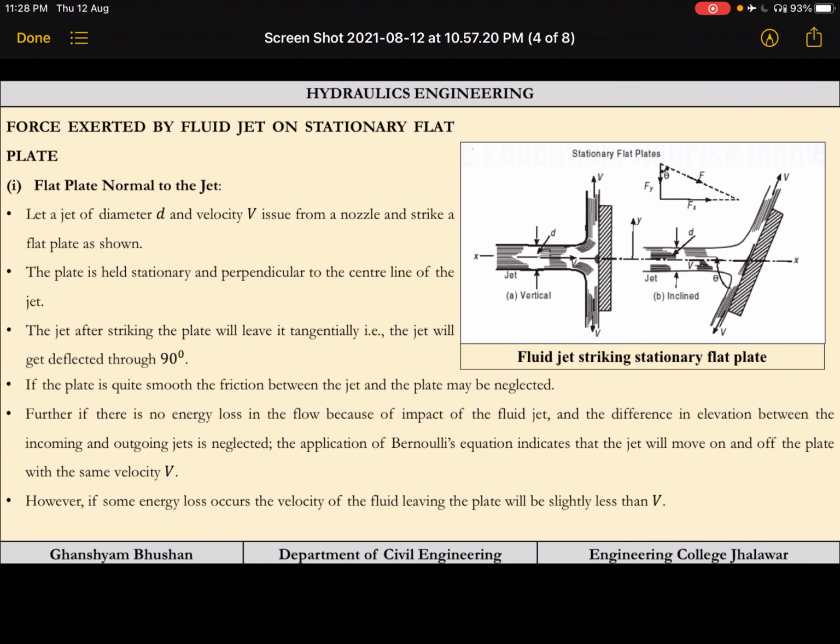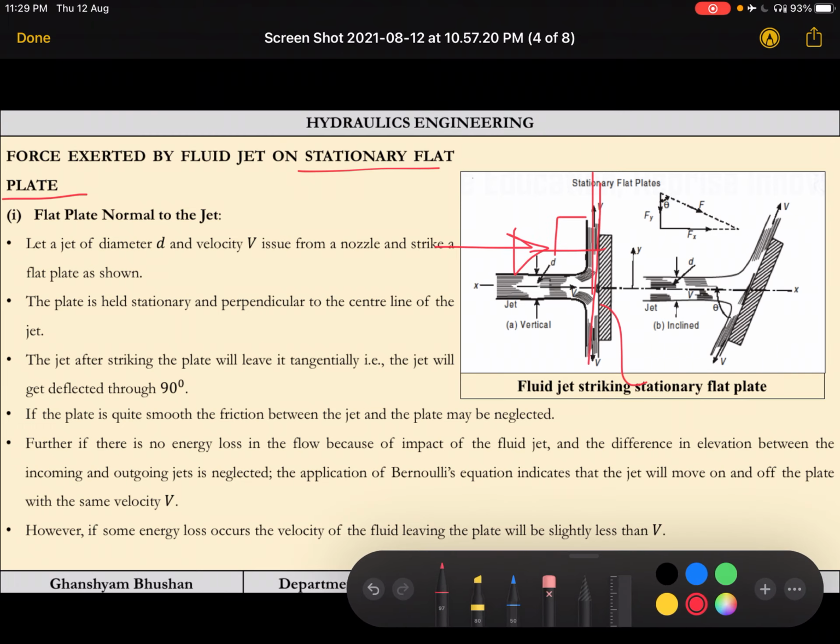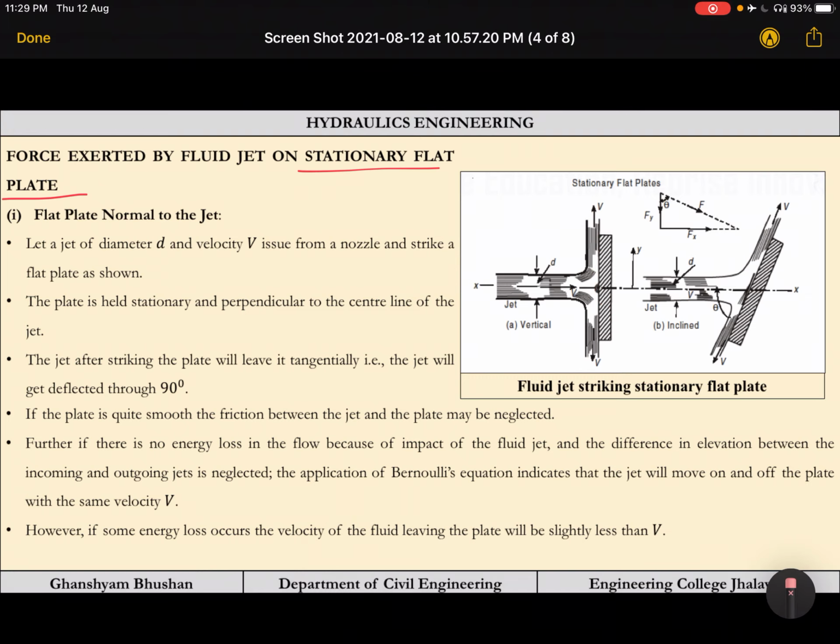So let us start our first case. First we are going to see the force exerted by a fluid jet on a stationary flat plate. The plate is flat and it is stationary, which means it is not moving. In the first case, the flat plate is normal to the jet. You can see this is the plate, this is your jet, and it is normal. So this is our first case. Let us start.